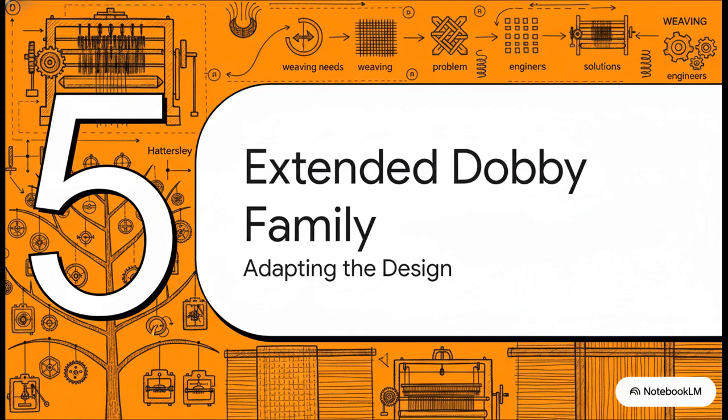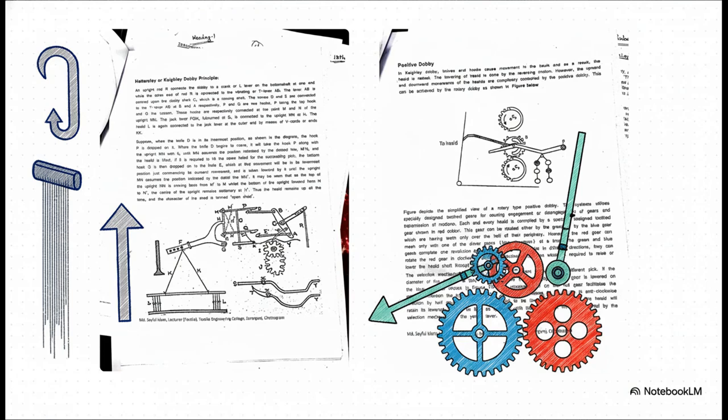So the Hattersley is a classic for sure, but it's just one branch on a much bigger family tree. As the world of weaving changed, engineers kept inventing new kinds of Dobbies, each one a clever answer to a new problem. Just look at the difference. On the left, you've got the hook and knife system we just saw.